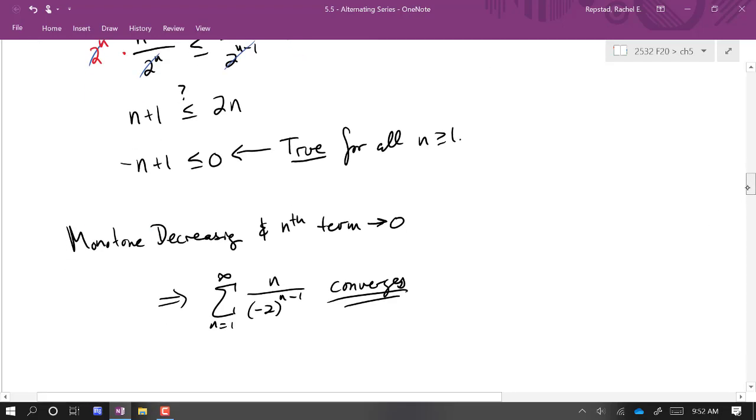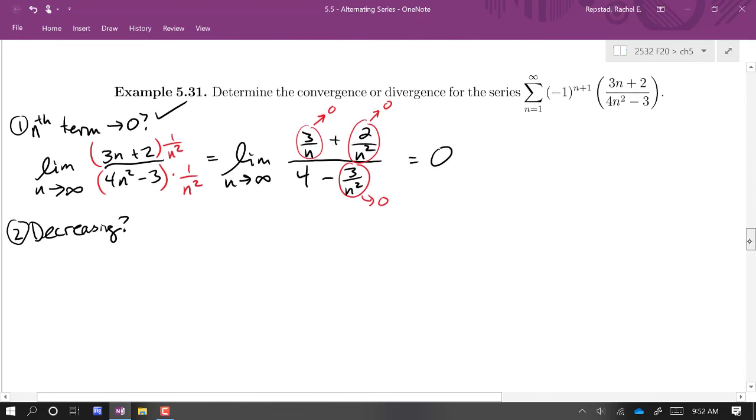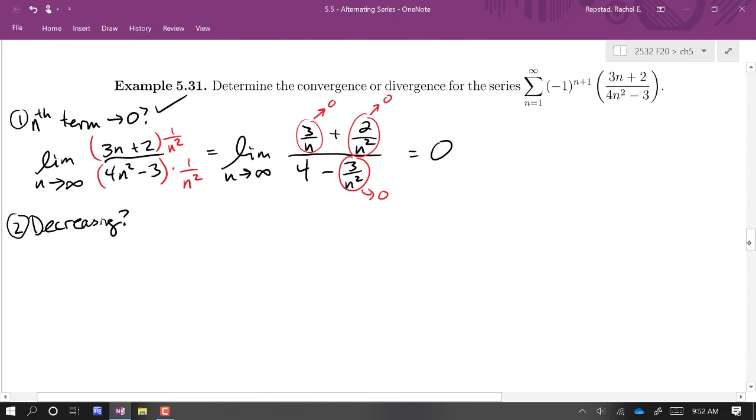There's another way to check to see if something is decreasing, though. If I asked you back in Calc 1, how do I tell if a function is decreasing, everybody would answer, oh, you just see if the derivative is negative. So I'm going to look at the continuous differentiable function that I get when I just replace n's with x's. And we could take that derivative and see for what values of x that derivative is negative.